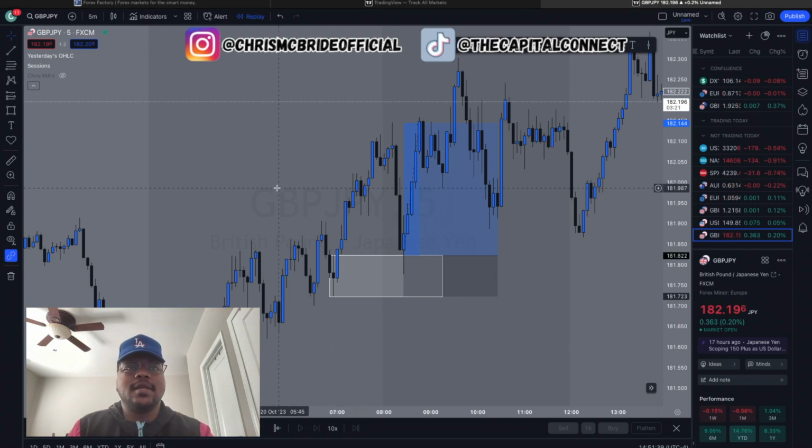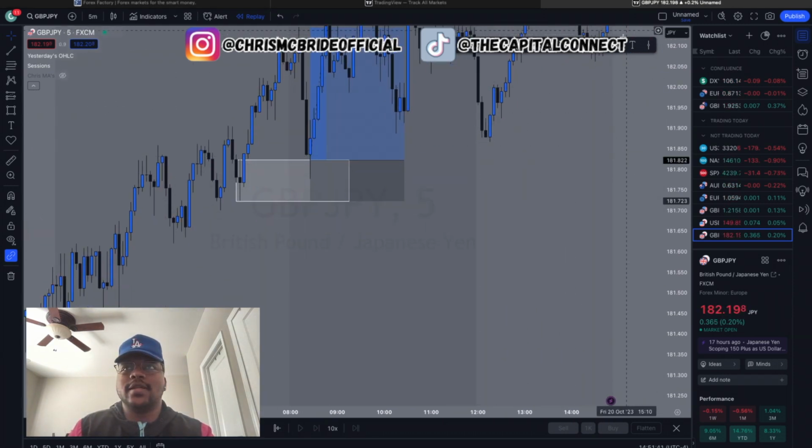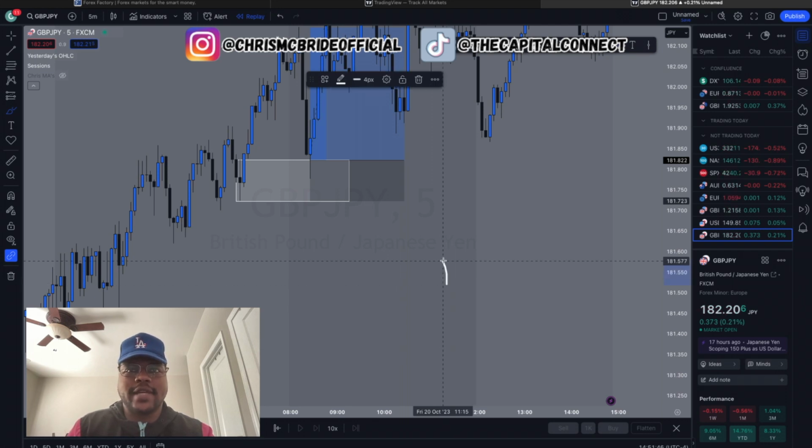Matter of fact, let me go over fair value gaps real quick. I don't want to assume that you guys just know what they are. So first things first, a fair value gap is a 3-candle sequence. Let's just assume that these are candles. These are very bad and crooked candles, but let's just assume they're candles nonetheless. All right, it's a 3-candle sequence.